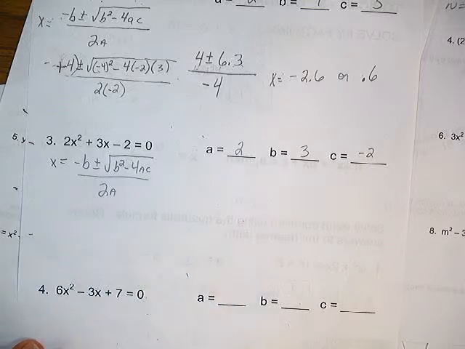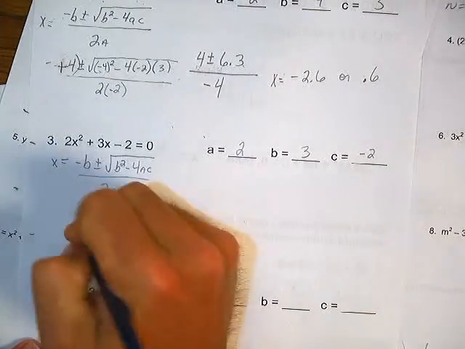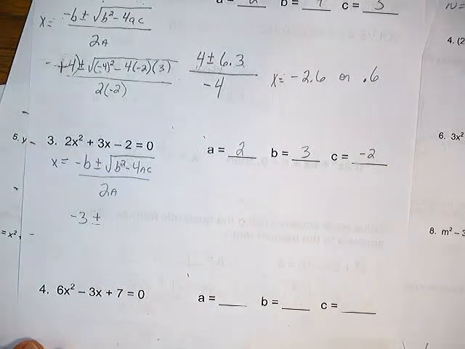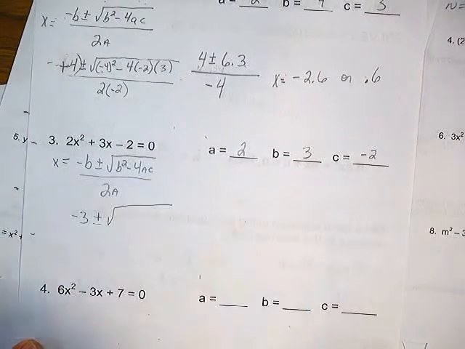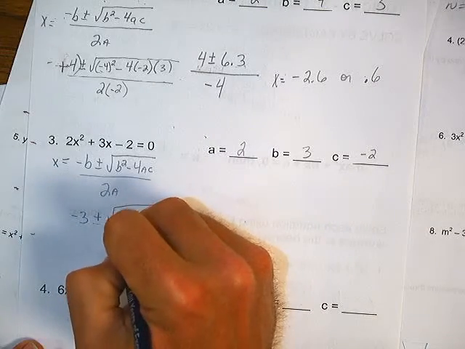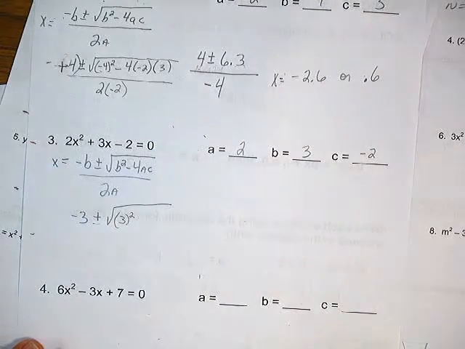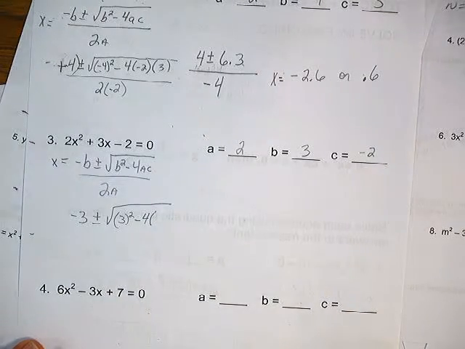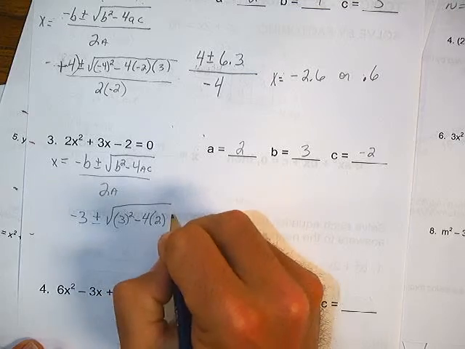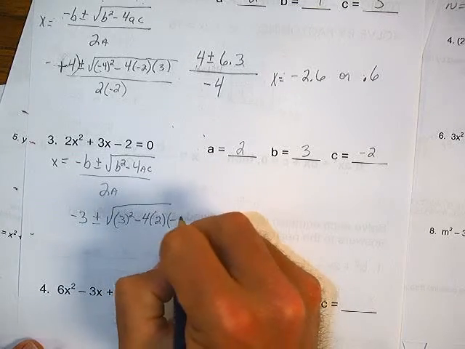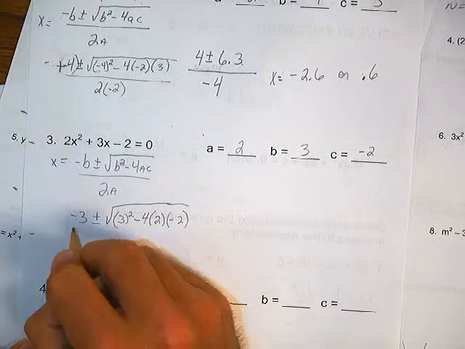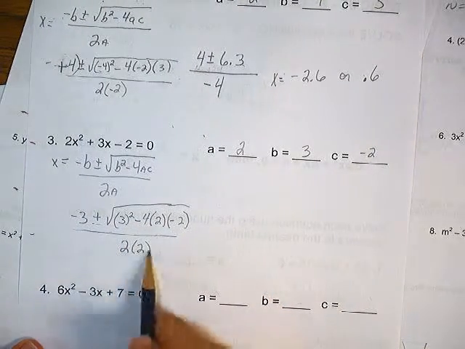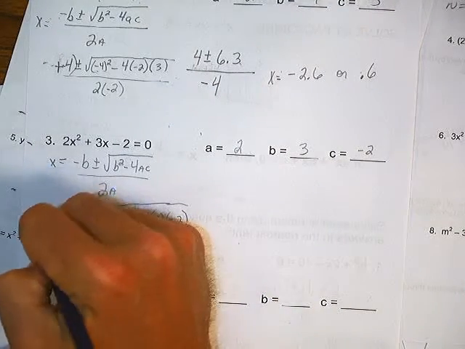Okay, so now, opposite of B. What's the opposite of B? -3, plus or minus the square root of B squared, so 3 squared, minus 4 times A, which is 2, times C, which is -2, all over 2 times A, which is 2.